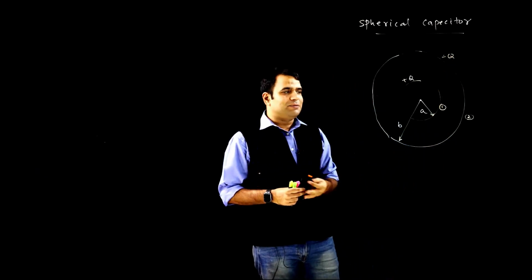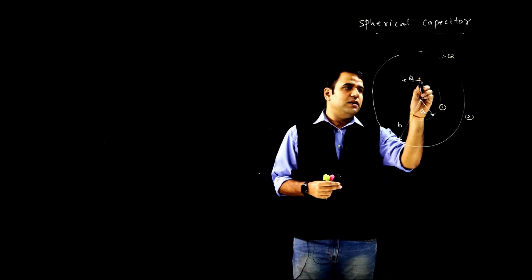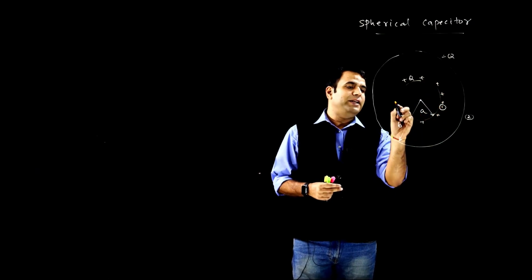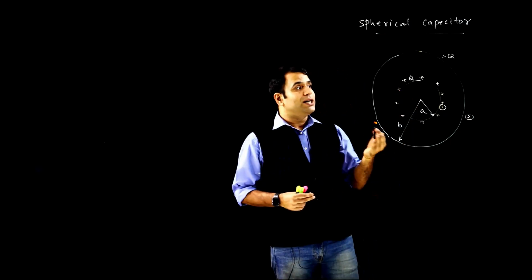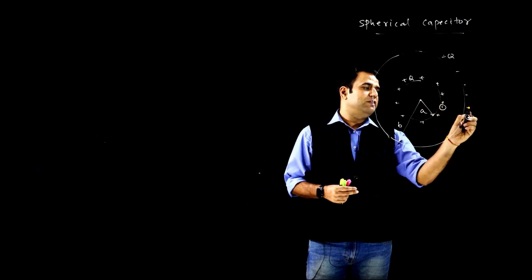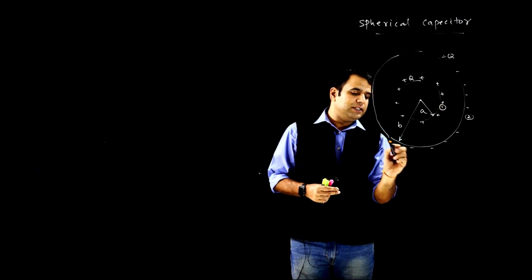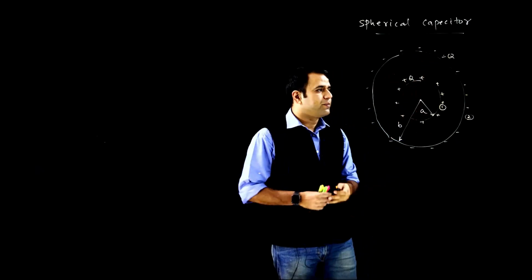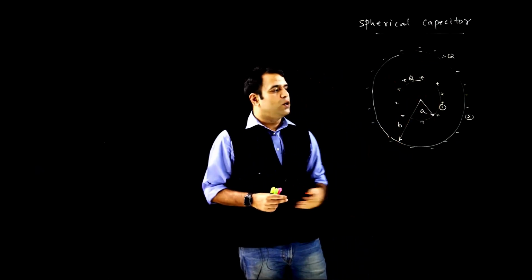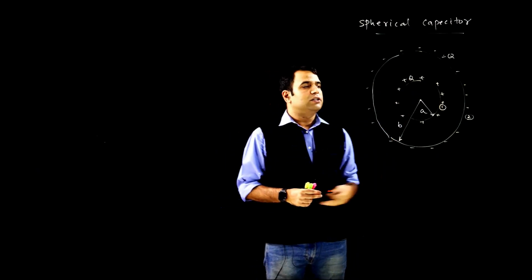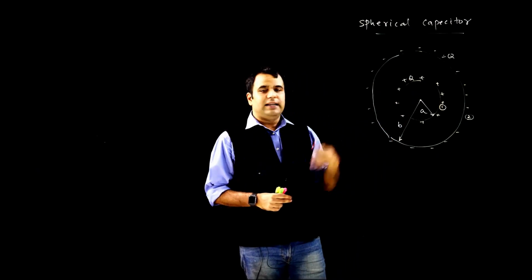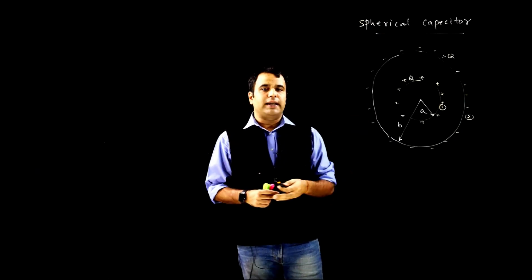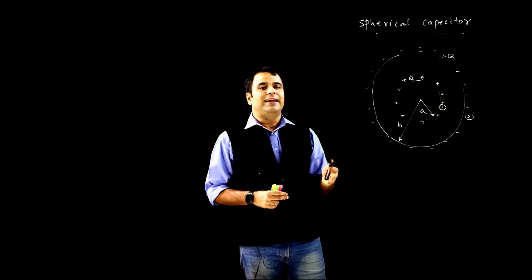Since the system is symmetric as well as spherical, the charge which we are giving to the inner surface as well as the outer surface will be distributed uniformly over the surface. So positive charge will distribute uniformly over the inner surface and negative charge will distribute uniformly over the outer surface. In this case, we want to calculate the capacitance. But before calculating the capacitance, let's check the electric field in different regions.